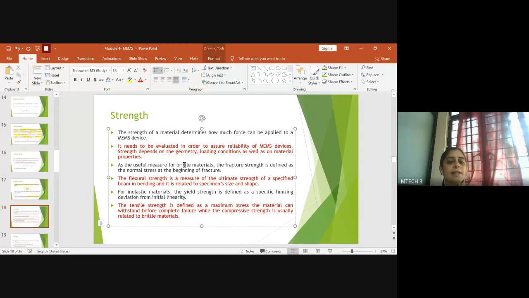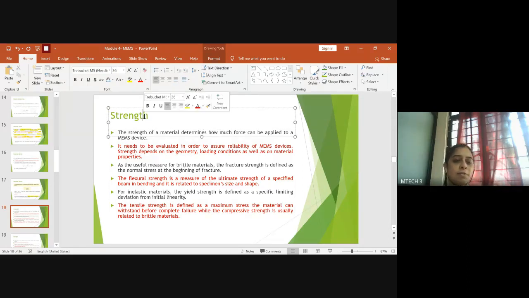So the next mechanical property you have to study related to a MEMS device is the strength. Once you have a material with good stiffness and a small amount of stress and strain induced in it, obviously the strength of that material should be comparatively higher.